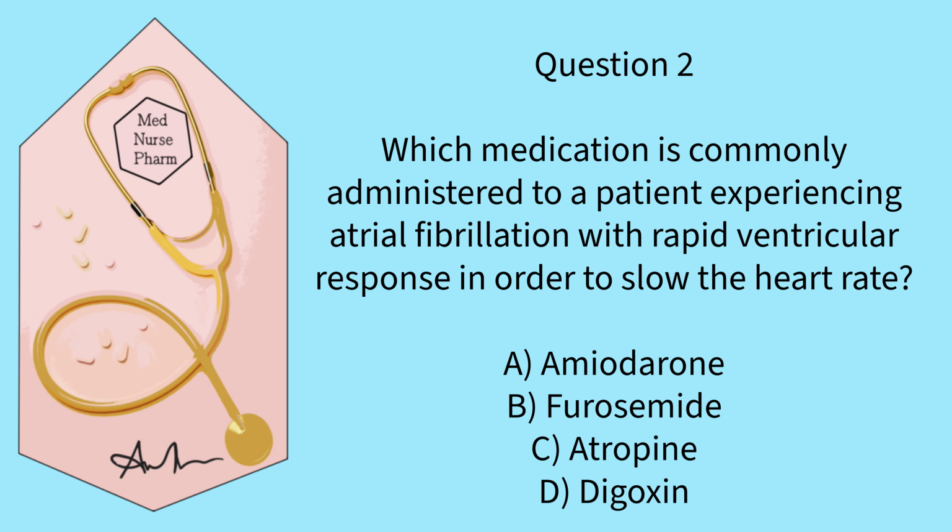Question 2. Which medication is commonly administered to a patient experiencing AFib with rapid ventricular response in order to slow the heart rate? Amiodarone, furosemide, atropine, digoxin. Pause the video and select your answer.